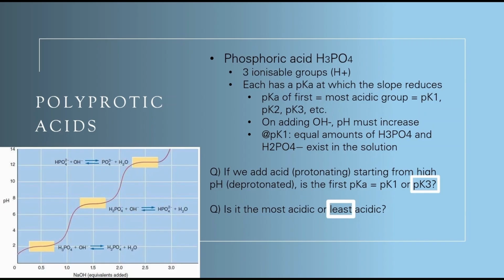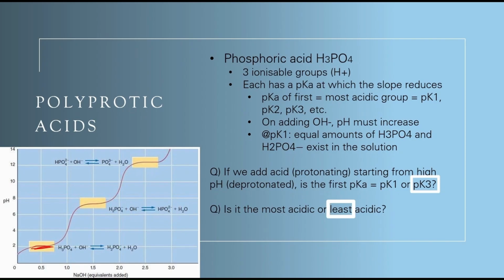Alright? So you have three ionizable groups, that are the three H pluses, and each one has a pH at which the slope reduces. So the first pK would be the most acidic proton that gets released, right? Except here it's not that logical since all the protons are equally acidic. So it's just a matter of which one goes first and which one goes last. Anyway, I think it's pretty self-explanatory after the amino acids part.